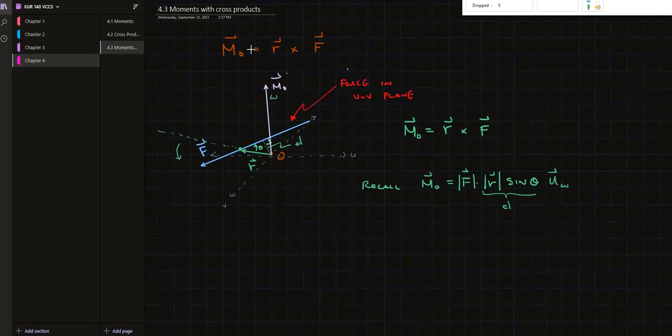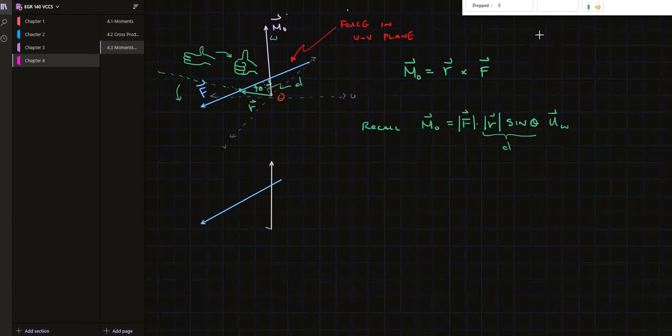Your thumb's going to point up. So if your fingers are facing this way, your thumb is up here. Now you close your hand and your fingers are sort of rotating towards F. Again, your thumb is still going to be pointed up. So that produces the direction of our vector. This approach works regardless of where we place R.